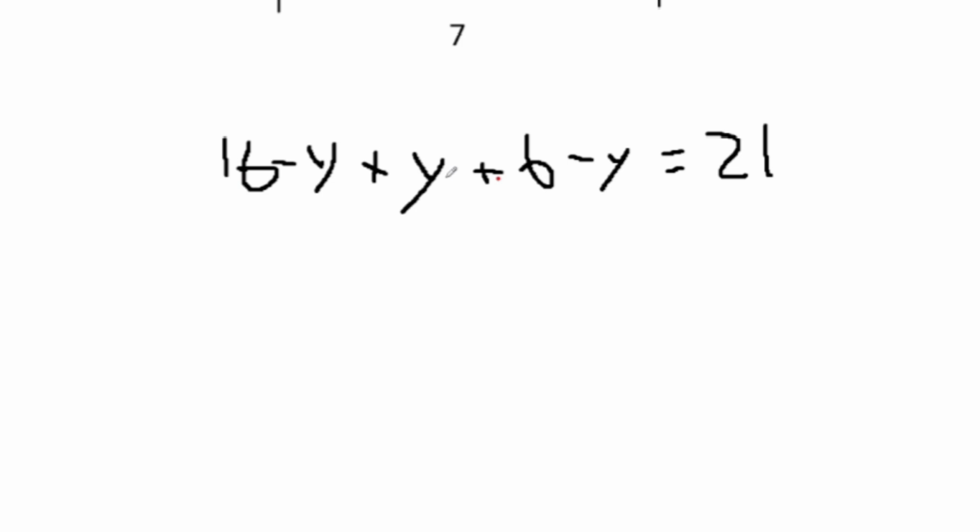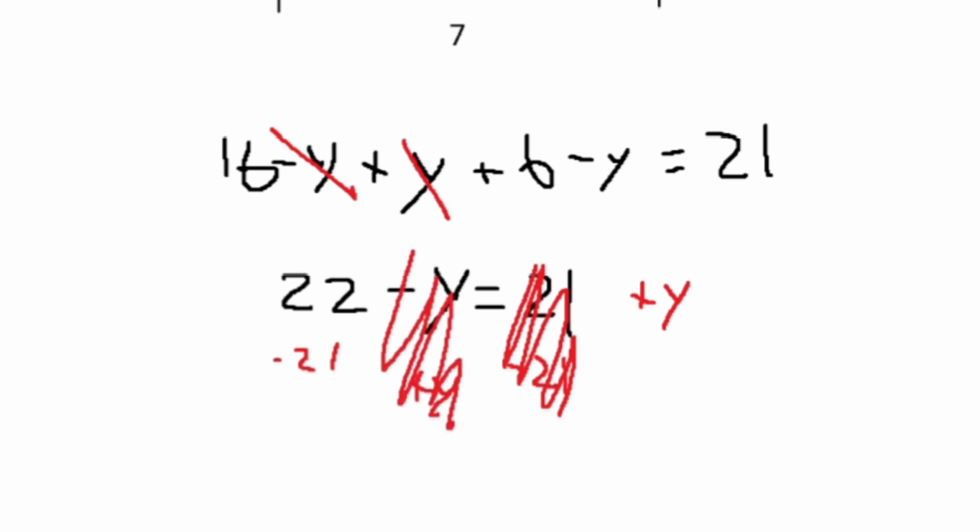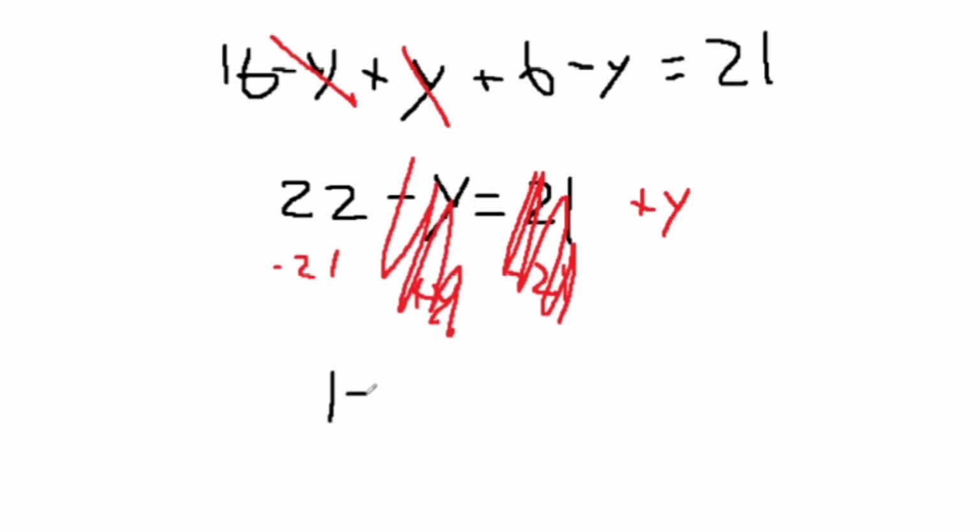Let's simplify some of this. So this minus y and this plus y will cancel. We can simplify this. 16 plus 6 is 22 minus y is equal to 21. Let's subtract 21 from both sides, and let's add a y to both sides. This 21 and 21 cancel. This negative y and y will cancel. So we're left with 1 is equal to y. Let's put a box around that and bring it back up to the top.